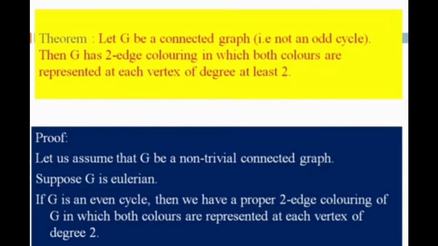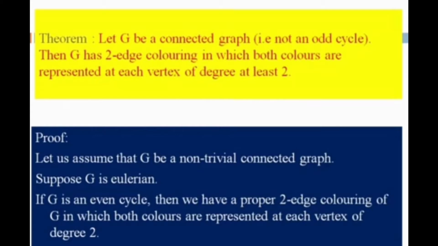Proof of the theorem. Let us assume that G is a non-trivial connected graph. Non-trivial connected graph means that G has more than one vertex. If G has exactly one vertex, it is called a trivial graph. Here, G is a non-trivial connected graph, that is, G has at least two vertices.